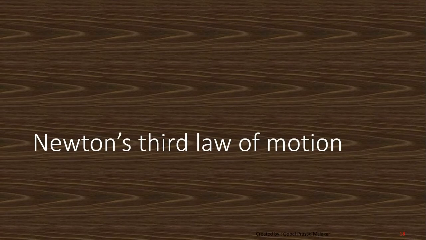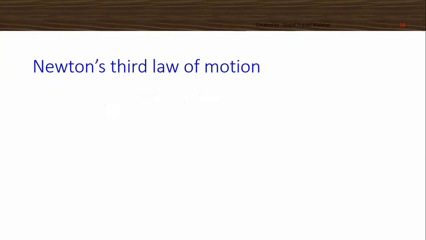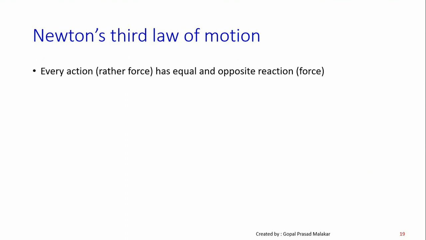Now let's understand Newton's third law of motion. The third law says every action has an equal and opposite reaction. However, you need to understand that action here is not a generic term, it actually represents a force. So every force has an equal and opposite force. What is the meaning of opposite here? Opposite means the direction is opposite. So the force is equal in magnitude but opposite in direction.